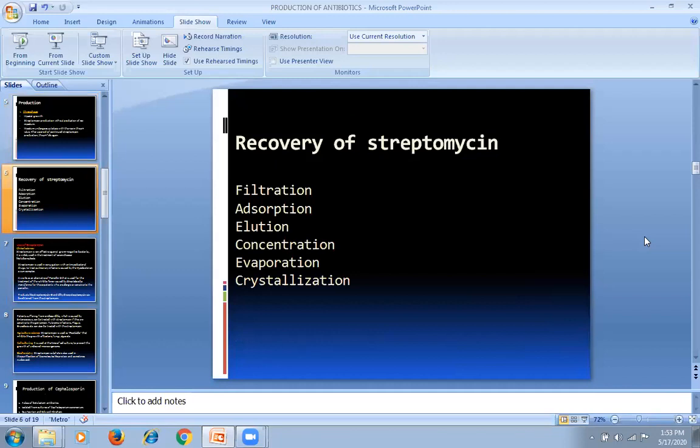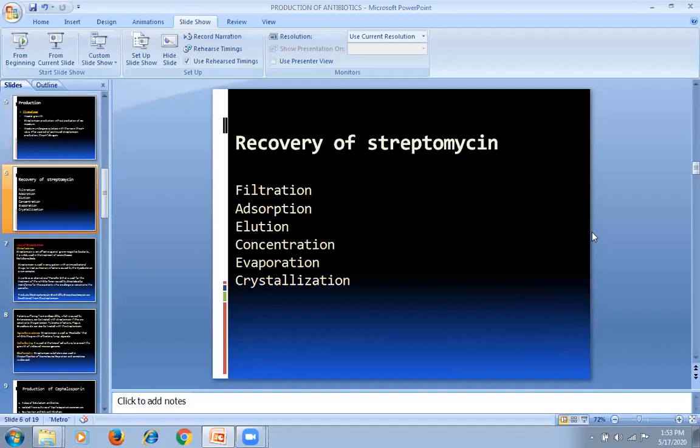Then comes the recovery, wherein it is the mycelium. Filtration has to be done, then adsorption, elution, concentration, evaporation, and crystallization. Let us not go into the details of all these recovery processes. The upstream process and downstream process, which you would already have learned, will be of more help in describing each and every step.